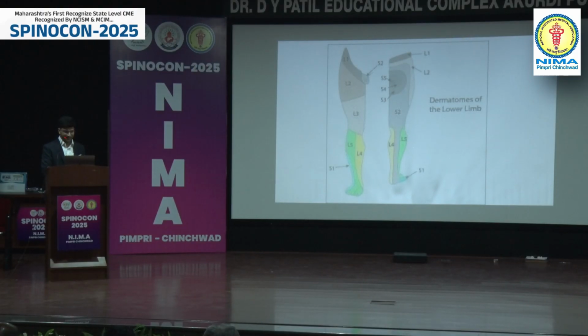This is the dermatomal diagram for the lumbar spine. So this is L1, which is in the groin, L2 up to the mid-thigh region, L3 just below the knee, L4 is the medial aspect of the leg, L5 is the lateral aspect of the leg along with the dorsum of the foot, S1 is the lateral part of the foot and the posterior part, and then S3, S4, S5 is around the perianal region.